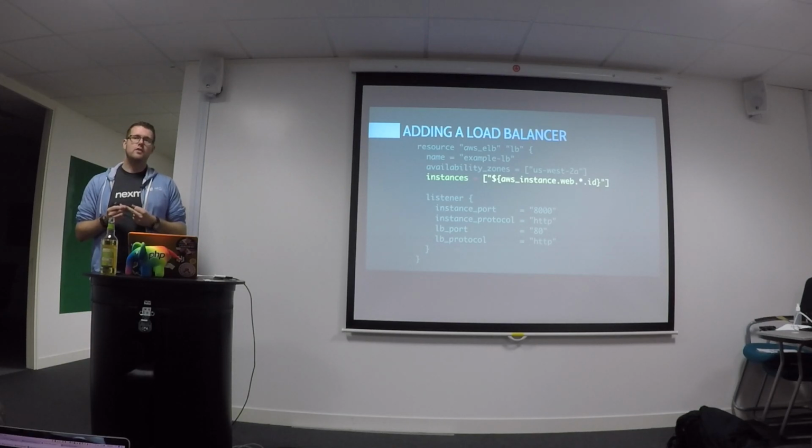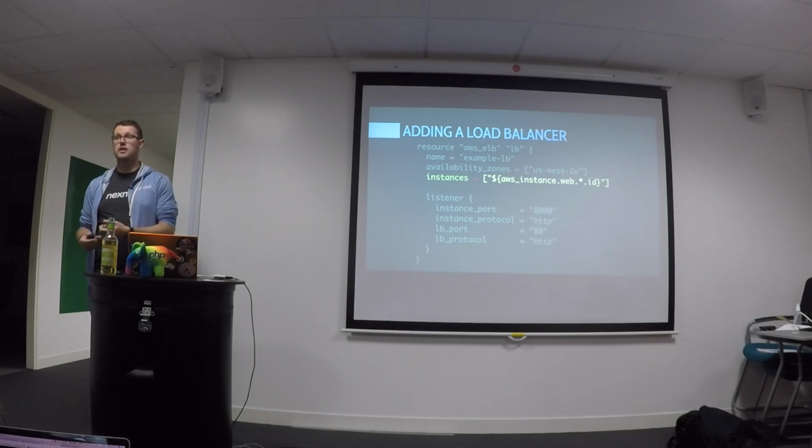The bit after that is a little bit weird. The star is because we've got multiple instances. So at that point, it would normally be the instance ID. But here we're just saying, get me all of them. And I want to get the ID out of that. When Terraform runs, it will pull in the data from the APIs, and it will interpolate that so that the instance IDs that it created are passed to the load balancer.